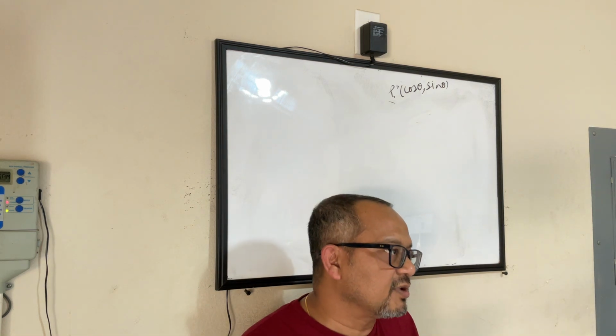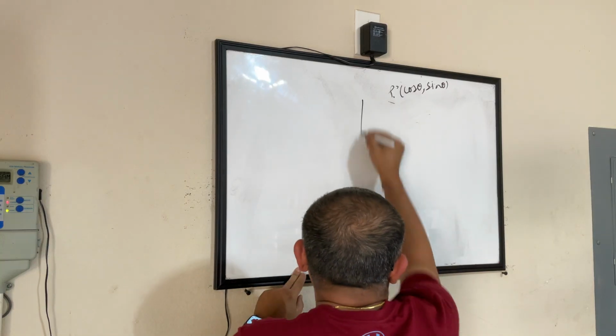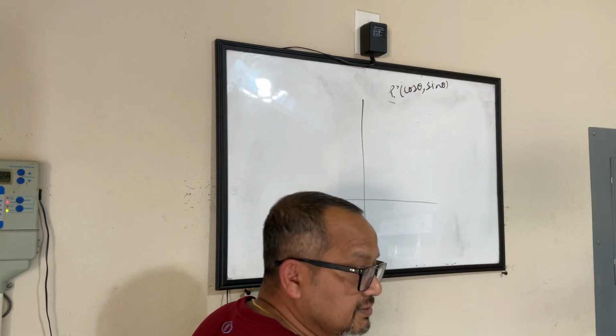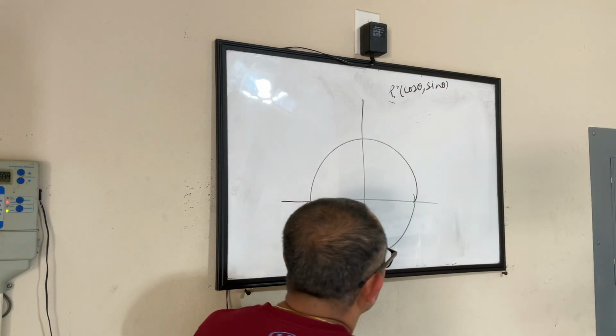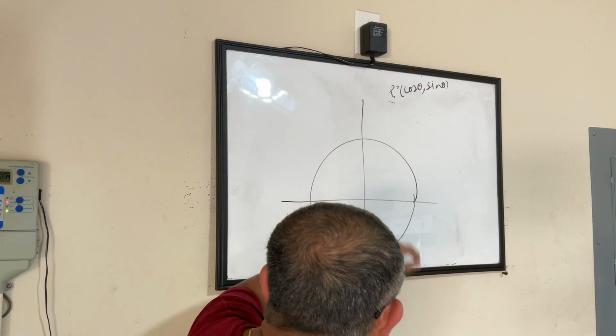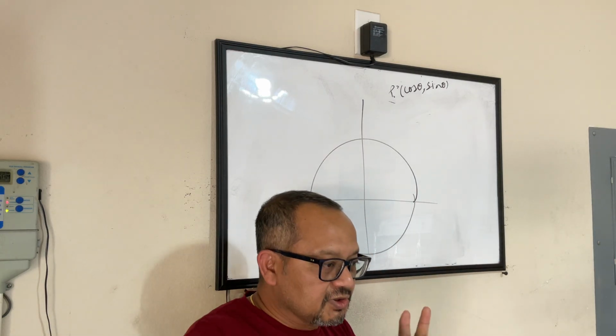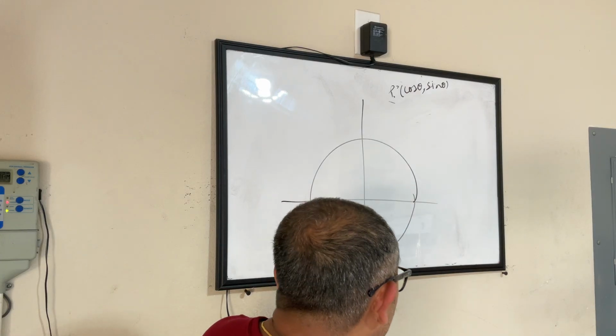Let me make it more methodical here, okay? So this is where the unit circle comes to our rescue, okay? So this is my unit circle. Now we'll use two concepts, unit circle and SOHCAHTOA combined, to find out the value of those fancy angles.